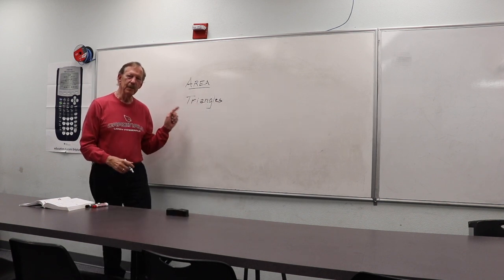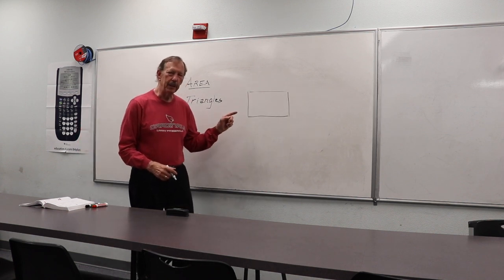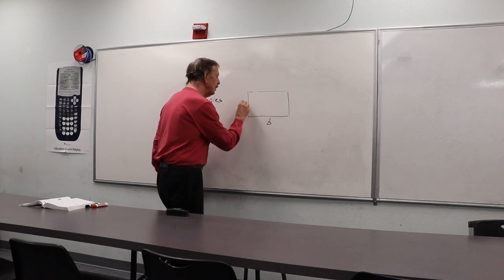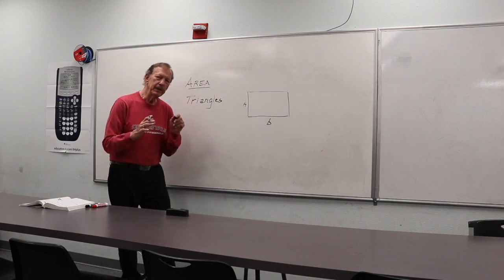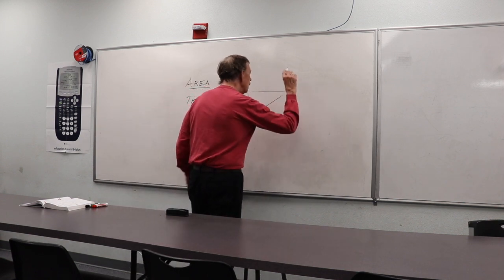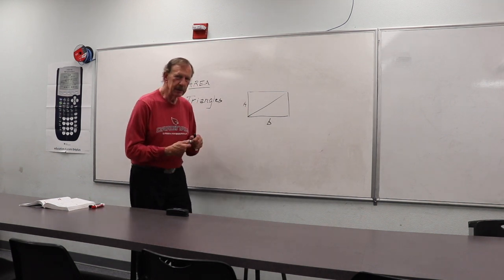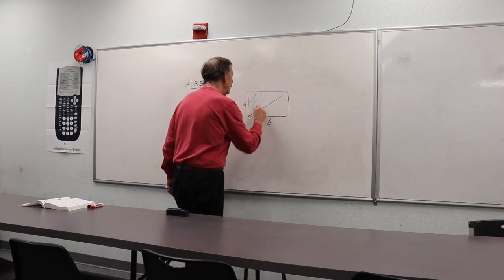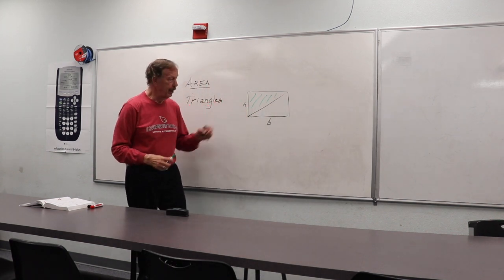Our next stop is to figure the area of a triangle. To help us think clearly, we're going to begin with a rectangle. It has a base and a height. Then we're going to use a diagonal to cut that rectangle in half. Common sense would tell you that each of these two triangles is half the area of the rectangle.